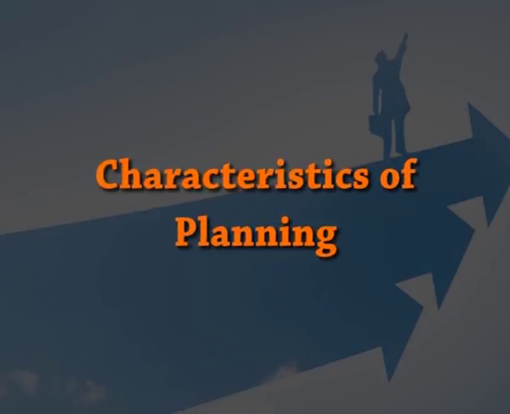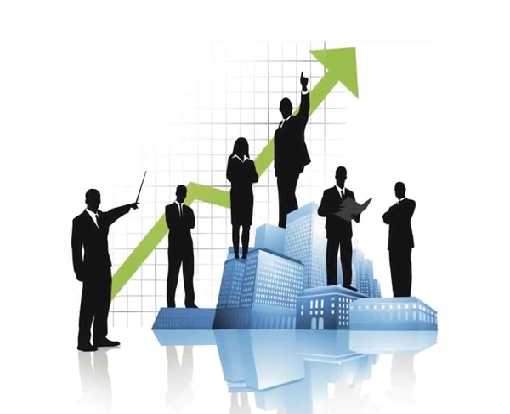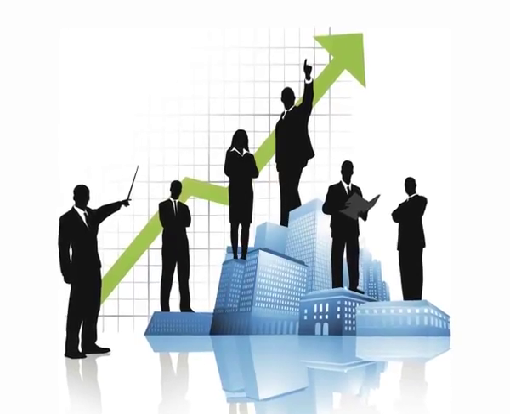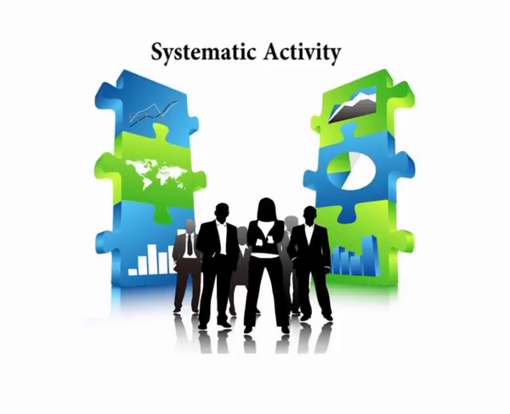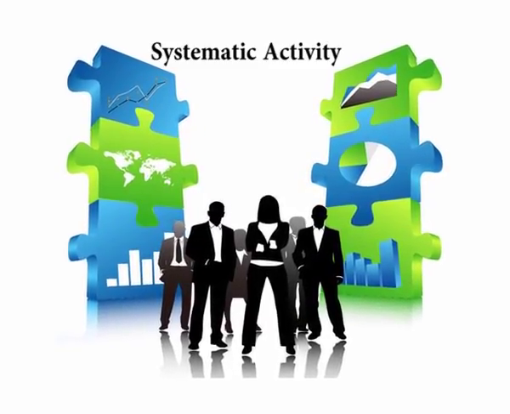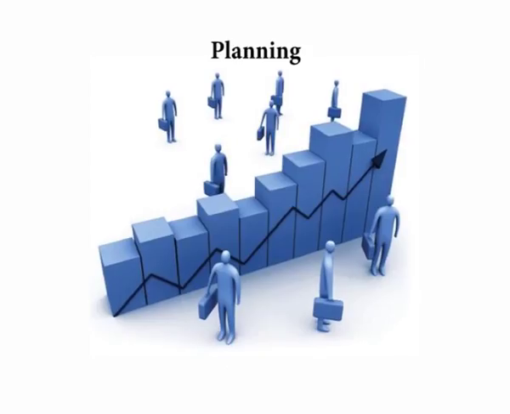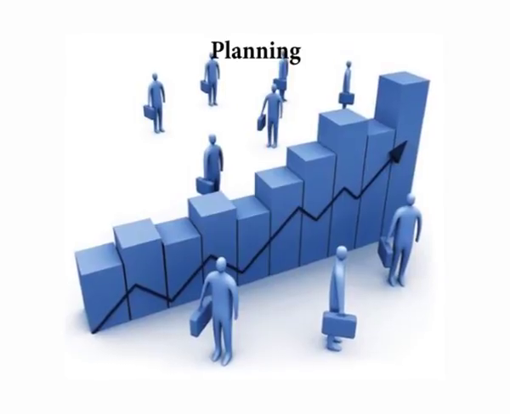Now let's discuss the characteristics of planning. Planning means looking ahead and chalking out future course of action. These actions are to be strictly followed. It is a preparatory step. It is a systematic activity which determines when, how and who is going to perform a specific job. Planning is also a detailed program regarding future courses of action.